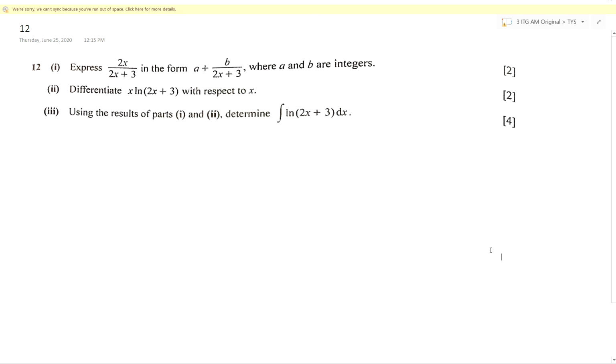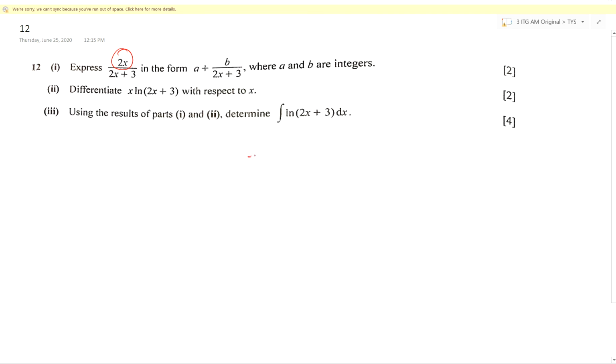Express this in the form a plus b over 2x plus 3, with a and b integers. We realize that the degree of the polynomial on top is 1, and the degree at the bottom is also 1. So we can use our long division. Even if we don't use long division, there are other methods.